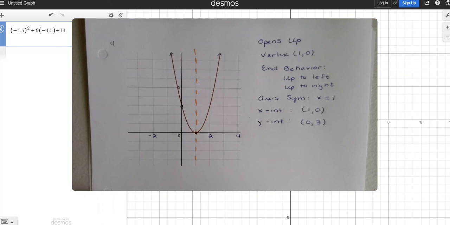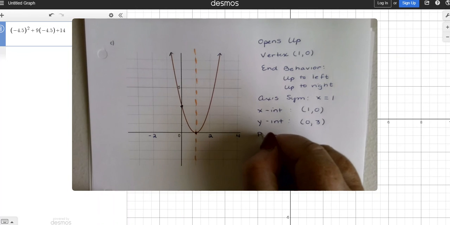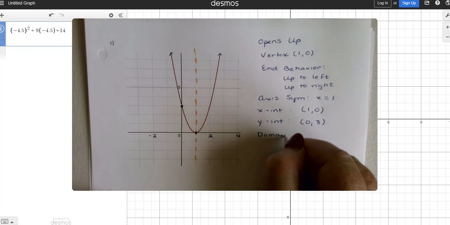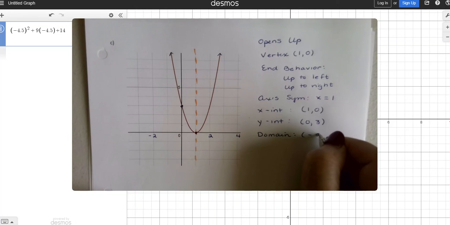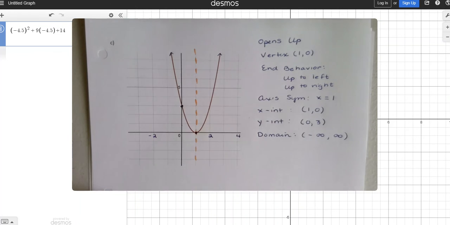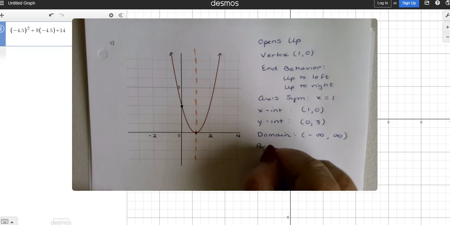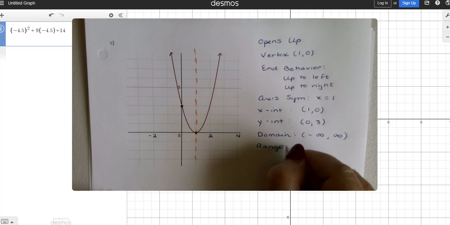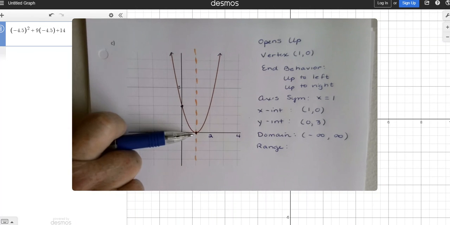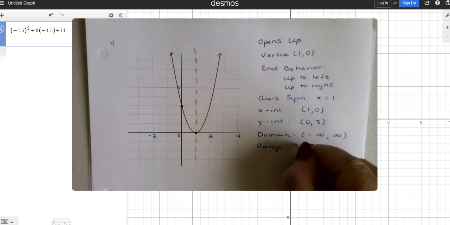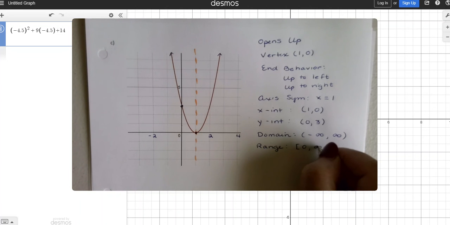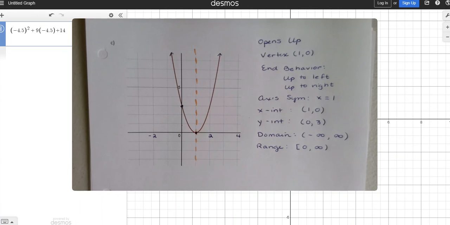Okay, let's see what else. We could do domain and range. Domain is just sort of a gimme, negative infinity to infinity. And the range, our smallest y value is 0, so from 0 to infinity.